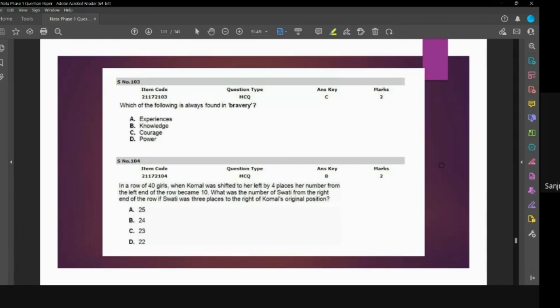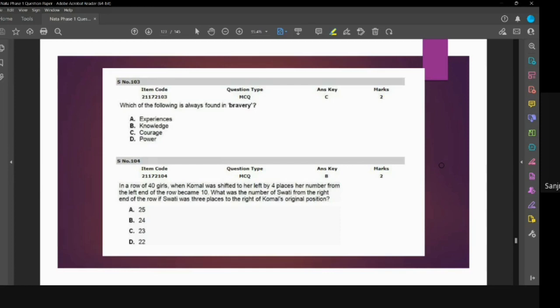Next question. In a row of 40 girls, when Komal was shifted to her left by 4 places, a number from the left end of the row became 10. What was the number of Swati from the right end of the row if Swati was 3 places to the right of Komal's original position?